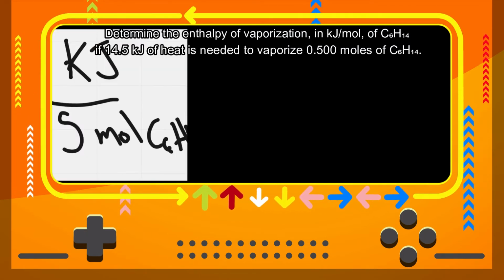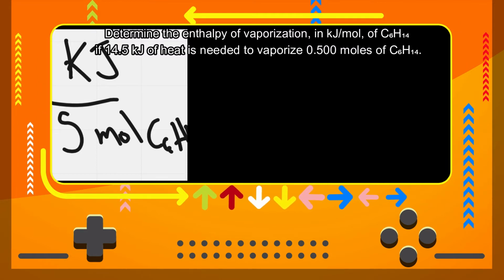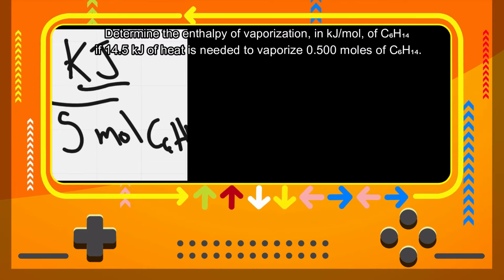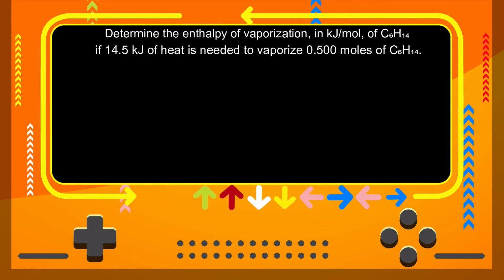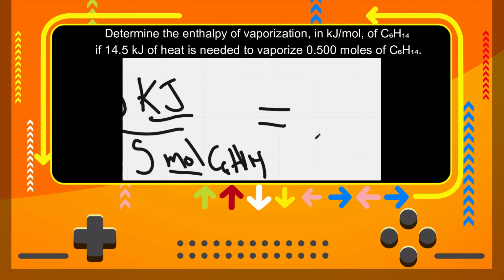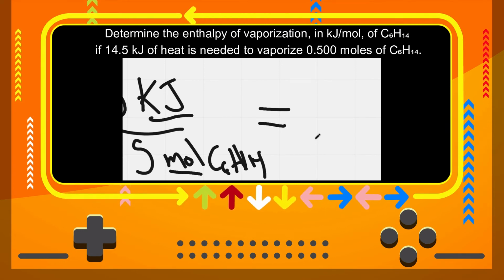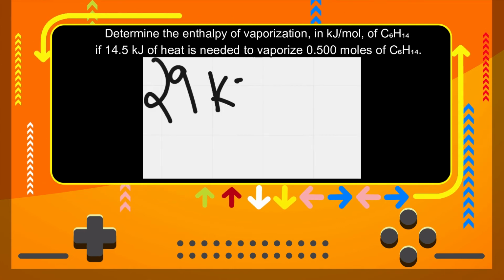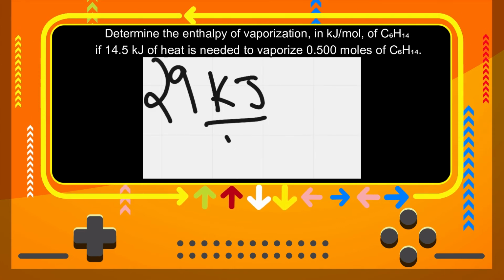What do we do from here? Well, guess what we have? Like I said, everybody, units is key. Kilojoules per mole. That looks like my final units for my final answer. So essentially, I'm just going to do 14.5 divided by 0.5. And what's that going to give me? So 14.5 kilojoules divided by 0.5 moles is going to give me 29 kilojoules per mole.